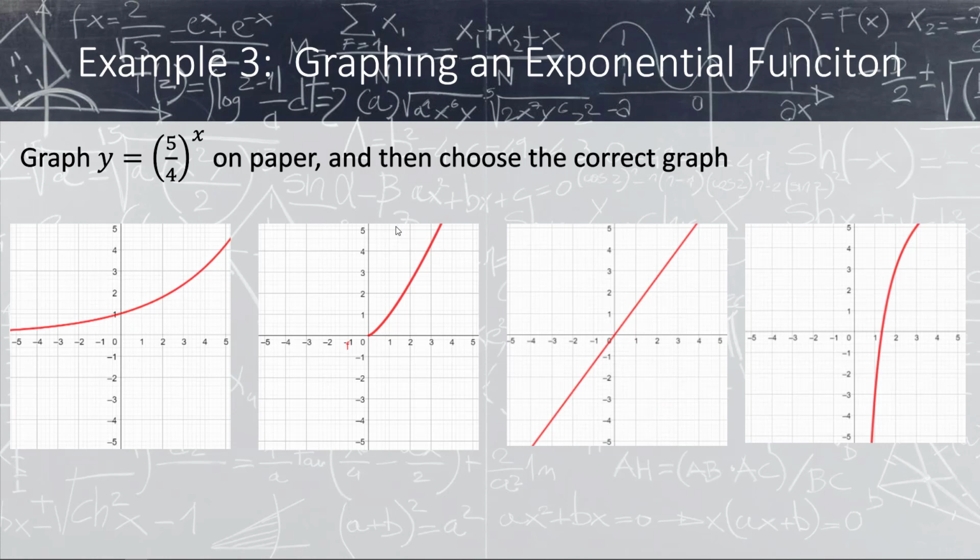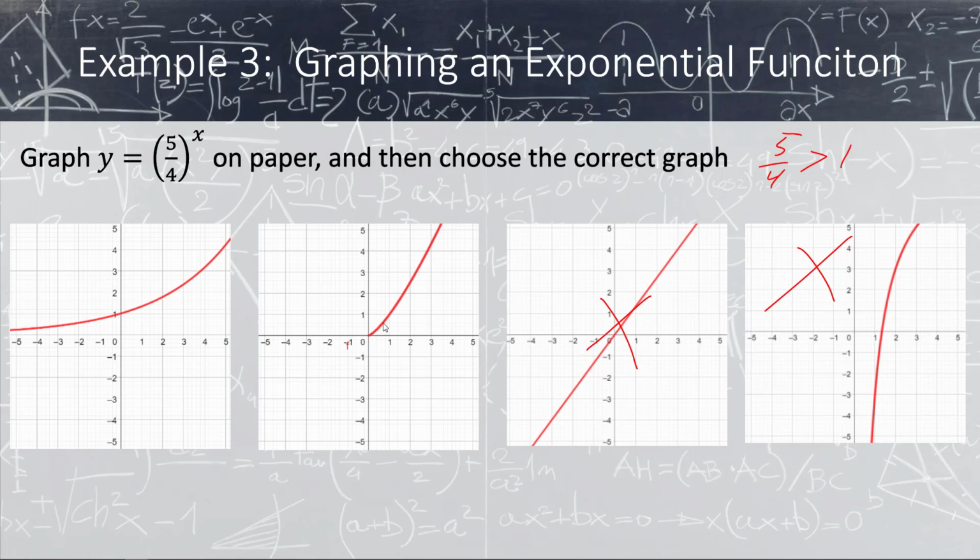Now take a look at this one. This is y equals 5/4 raised to the x power. Of course, 5/4 is greater than 1. As a consequence, our graph should be increasing. Furthermore, since this is an exponential function, it cannot take on negative values. So this cannot be the graph, and this cannot be the graph.